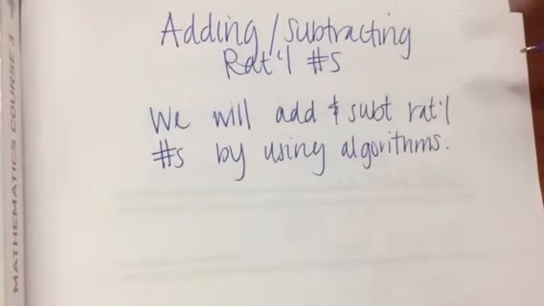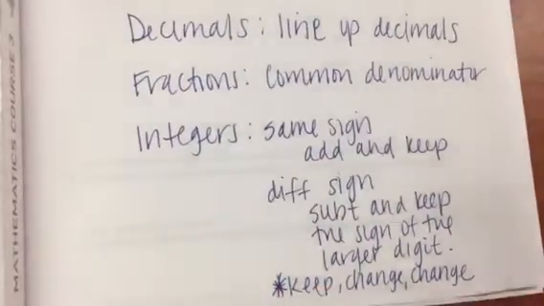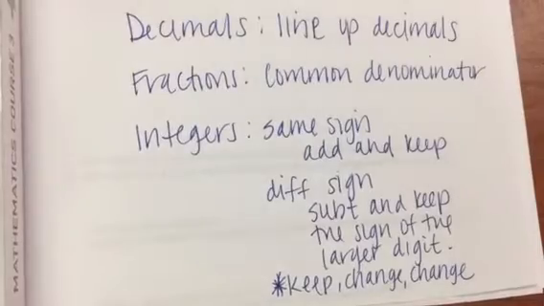Moving on. So our learning target today is we will add and subtract rational numbers by using algorithms. I think you've heard that a lot. This is just a quick reminder. What do we do when we're adding, subtracting rational numbers? If it's a decimal, first things first, you have to line up your decimal. Fractions, you need a common denominator. Integers, same sign, add and keep. Different sign, subtract. Then you take the sign of the larger number or digit or value. Whatever is the largest value.